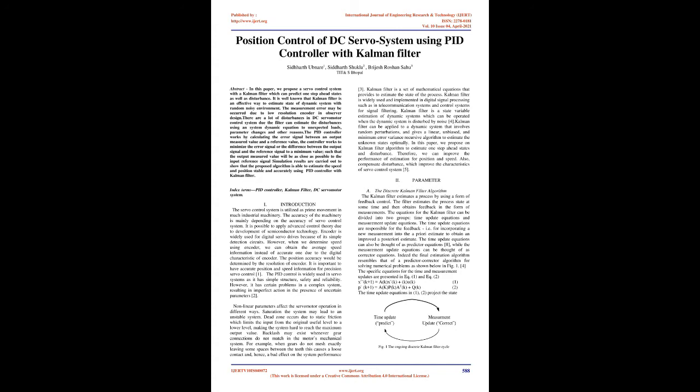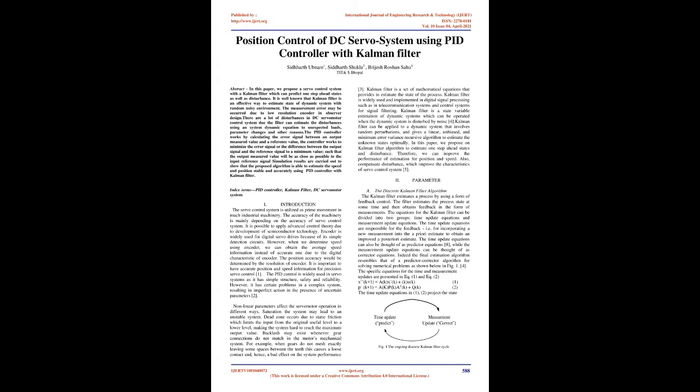Introduction: the servo control system is utilized as prime movement in much industrial machinery. The accuracy of the machinery mainly depends on the accuracy of the servo control system. It is possible to apply advanced control theory due to development of semiconductor technology. Encoder is widely used for digital servo drives because of its simple detection circuits. However, when we determine speed using encoder, we can obtain the average speed information instead of accurate one due to the digital characteristic of encoder. The position accuracy would be determined by the resolution of encoder. It is important to have accurate position and speed information for precision servo control.